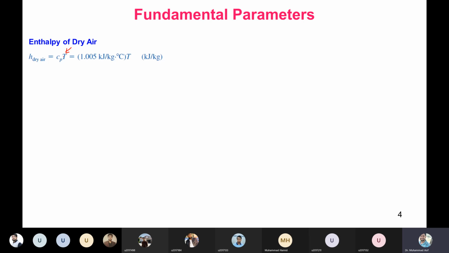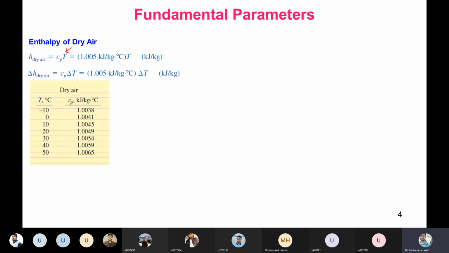And the Cp of dry air, we can take as a constant value of 1.005, multiplied by the temperature. Why can we take the value to be constant? Similarly, the change in enthalpy will be Cp delta T. So whatever the change in temperature, delta T will be multiplied with the constant value of Cp, and then you can get the change in enthalpy of the dry air.